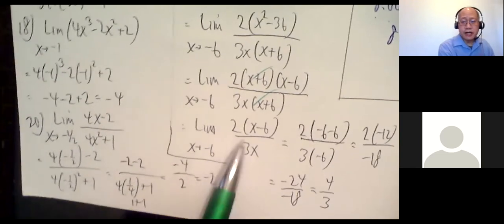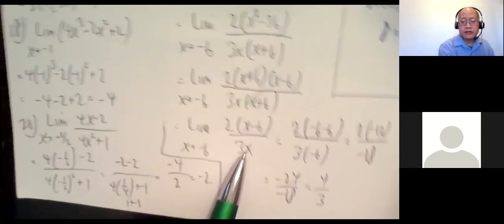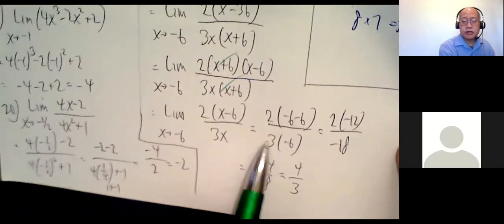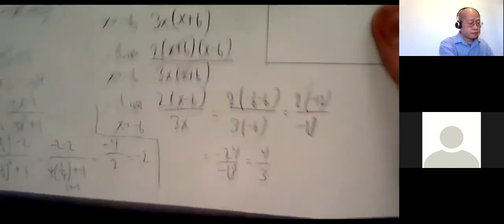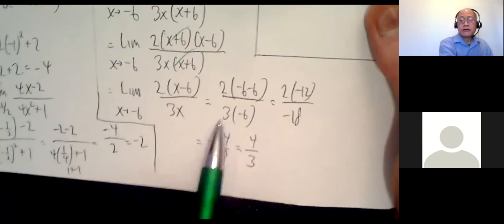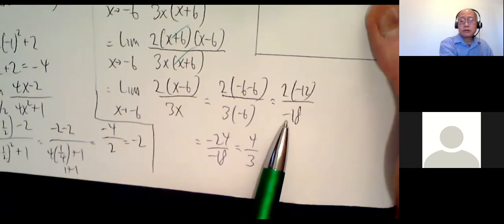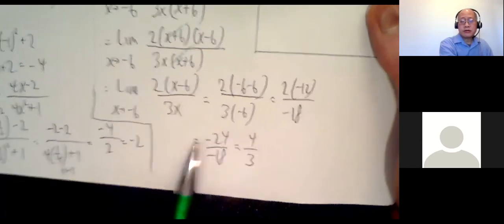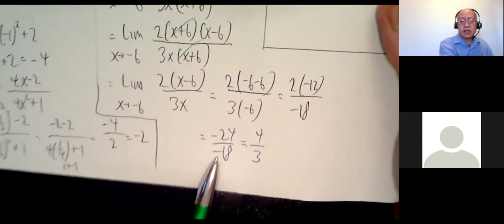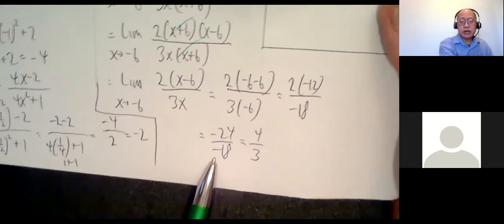Okay, so now I'll plug in -6 right there, -6 right there. So 2 times (-6 minus 6) over 3 times -6. Got a lot of negatives here. So 2 times -12 divided by -18. 2 times -12 is -24. So I have -24 over -18. Negative divided by negative is positive.